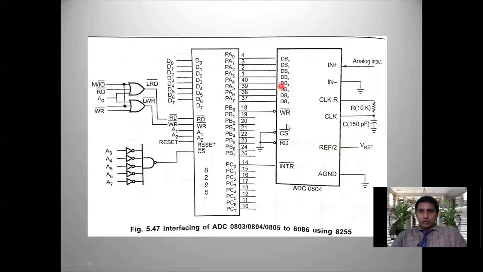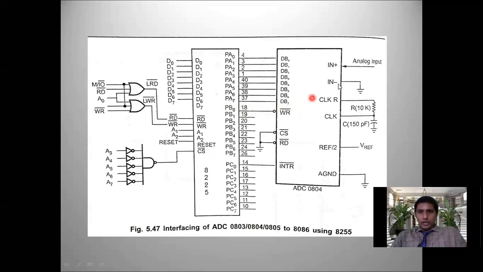Now see the pins here: DB0 to DB7, write bar, read bar, CS bar, INTR bar are present. In which way are they connected? If 8255 is present, 8255 has 8 port A pins, 8 port B pins and 8 port C pins. This digital data is now received by the port A pins. DB0 to DB7 are connected to port A pins PA0 to PA7. Write bar is connected to PB0. So whenever PB0 is 0, write bar is activated.